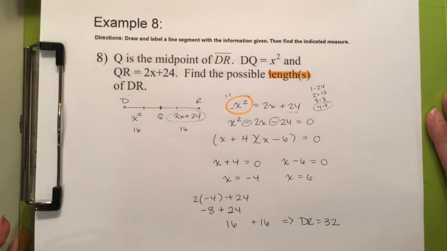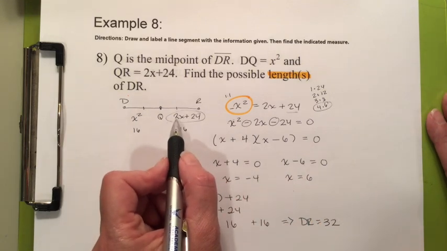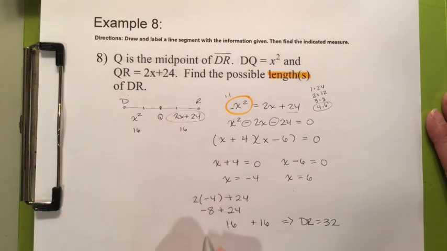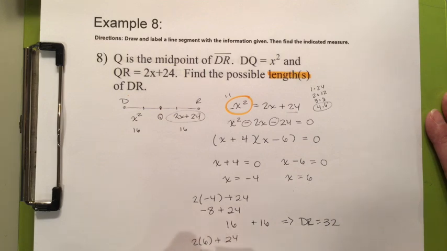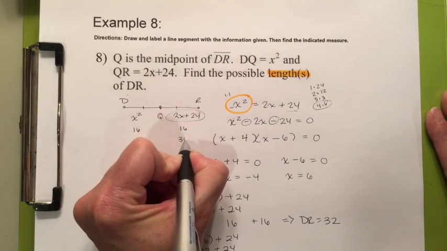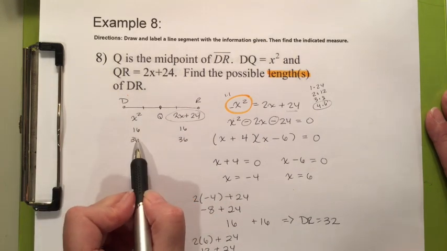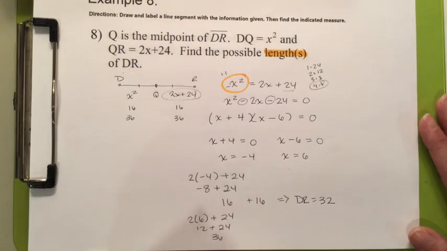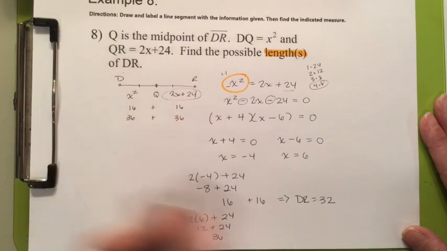But I also have that possibility that x could be 6. So I'm going to plug x equals 6 back into this equation too. So I have 2 times 6 plus 24. So I get 12 plus 24 is, oops, I'm running off the page here. I get 36 down there. So I get 36 and 36. 36 and 36, I get 72. So I'm going to add those two together.